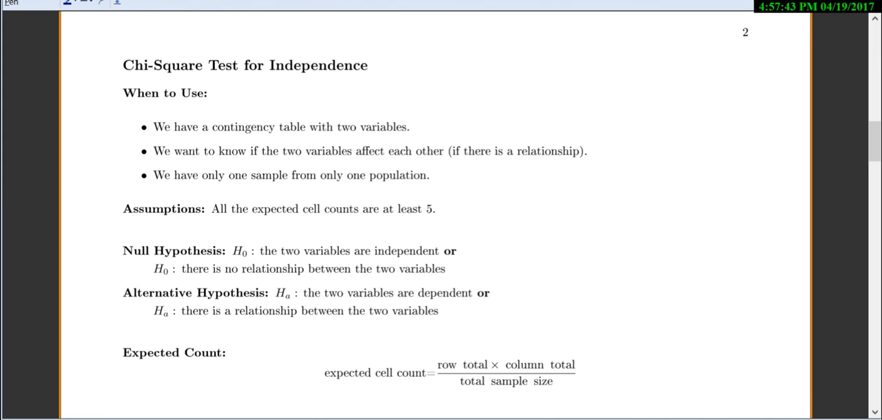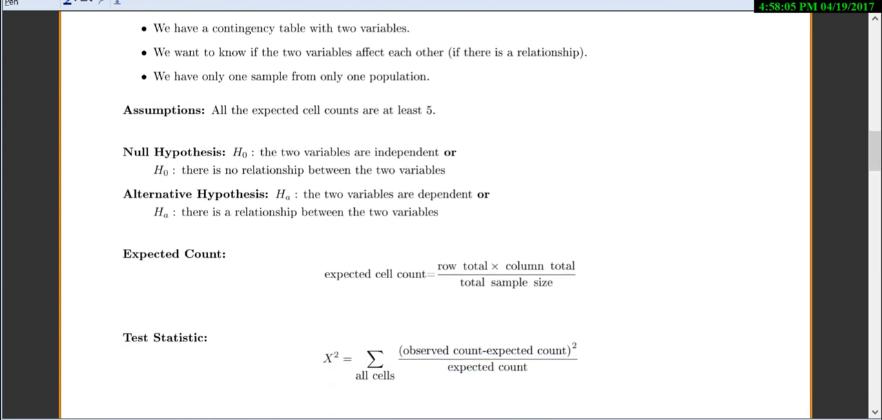The assumption is all the expected cell counts are at least 5. If you don't have a big enough sample size, you can't use this test. The null hypothesis is the two variables are independent. So again, status quo would be that they don't affect each other, so the null is always that the two variables are independent, or that there's no relationship between them. The alternative is the two variables are dependent, or there is a relationship.